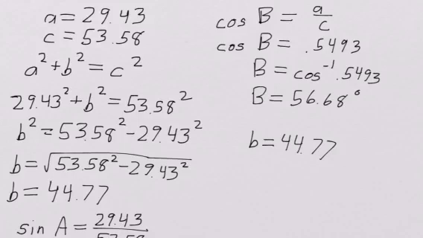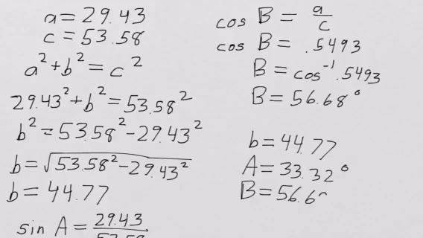So the solution to the triangle we're given is lowercase b is equal to 44.77, in this case, arbitrary units. Capital A is equal to 33.32 degrees. And the angle at B is 56.68 degrees. So that's how we solve a right triangle when we're given two sides.